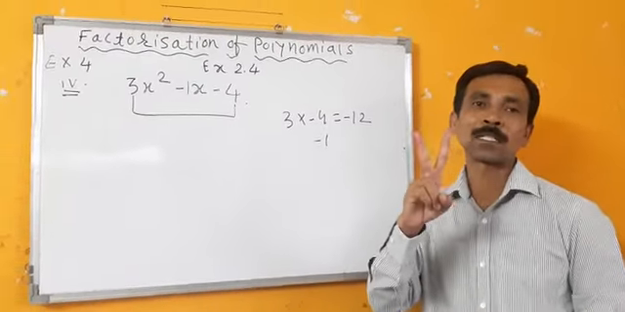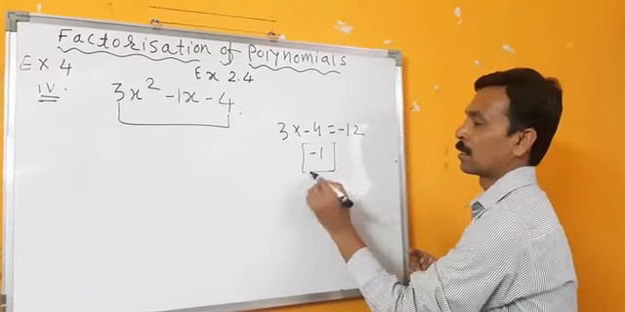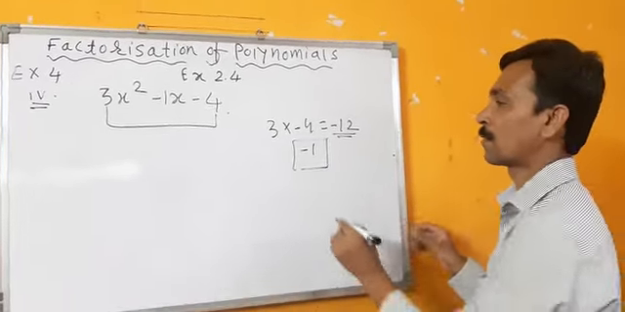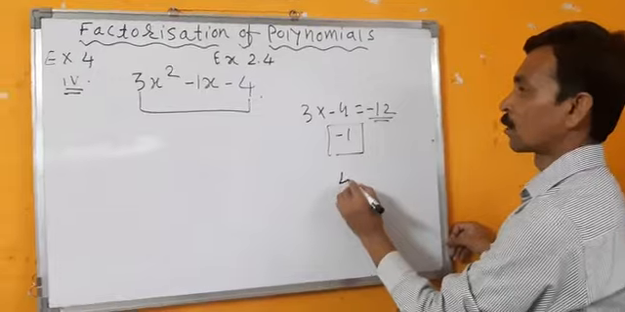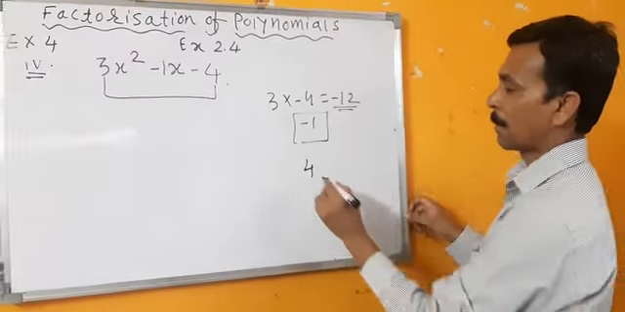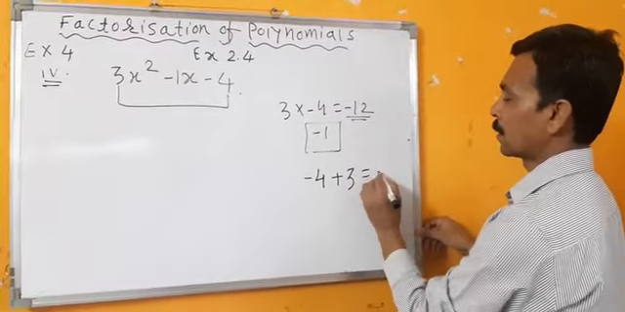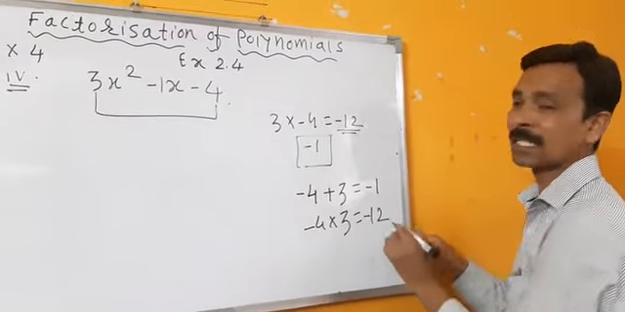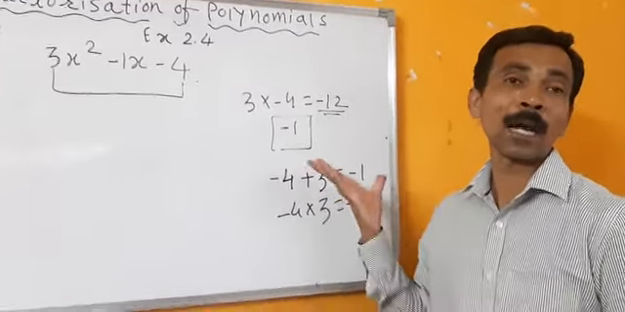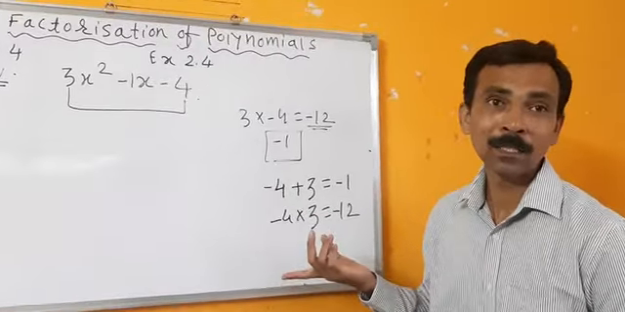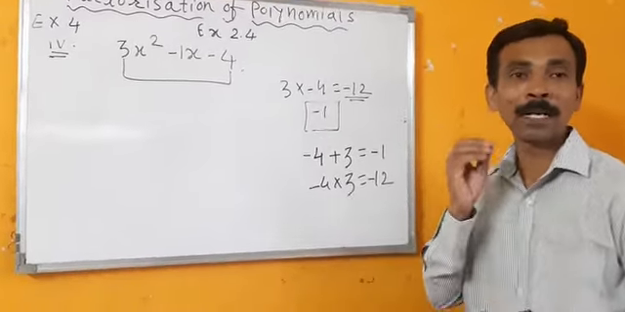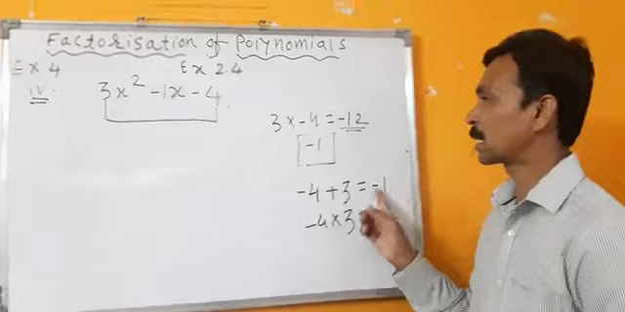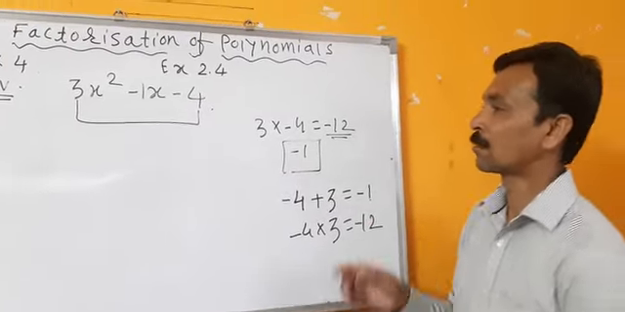Now you have to find two numbers in such a way that the addition should be minus 1 and the multiplication should be minus 12. Minus 4 plus 3 is minus 1. And minus 4 into 3 is minus 12. Now you think and say how you got it. You have to think on a trial and error basis. It doesn't matter even if it goes wrong. But once you start thinking, you will get this. Minus 4 plus 3 is minus 1, and minus 4 into 3 is minus 12.